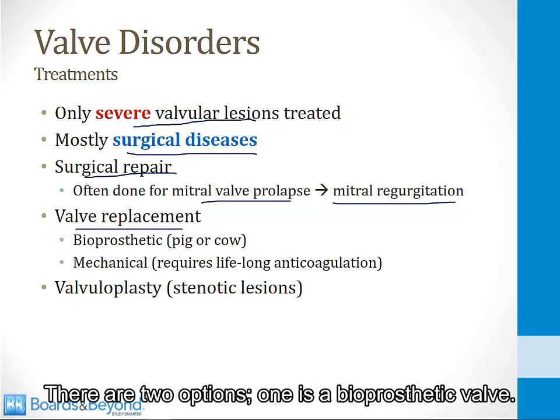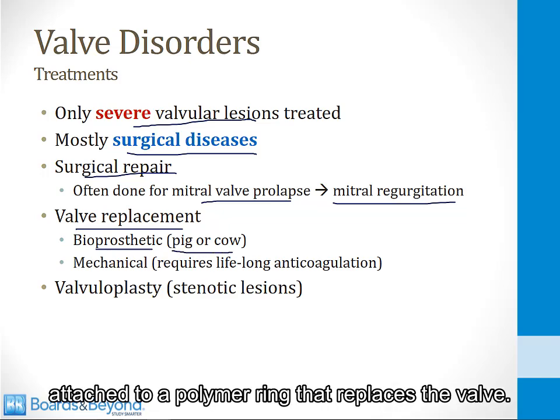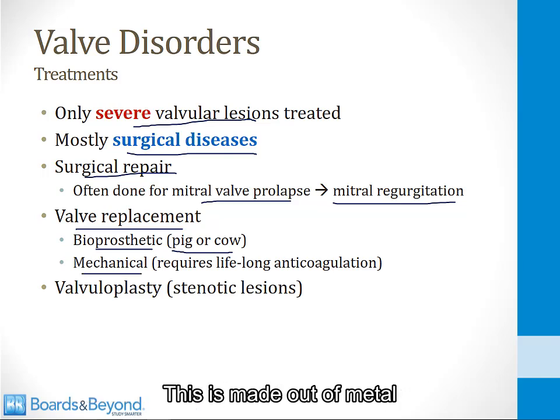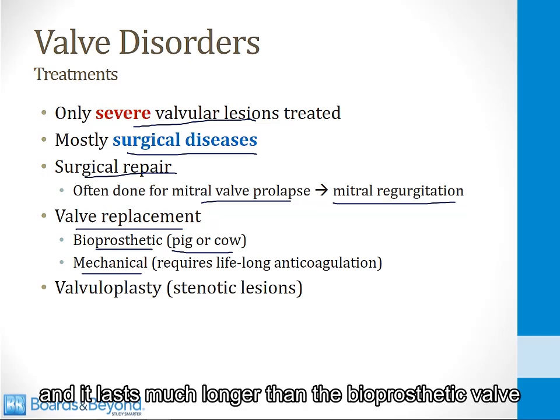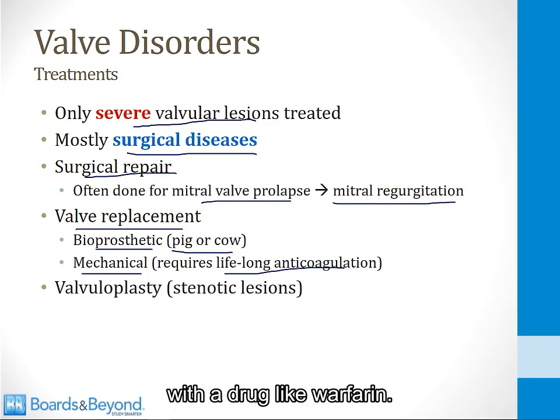There are two options. One is a bioprosthetic valve. This is made out of tissue from a pig or cow attached to a polymer ring that replaces the valve. The other option is a mechanical valve. This is made out of metal, and it lasts much longer than a bioprosthetic valve, but it requires lifelong anticoagulation with a drug like warfarin.